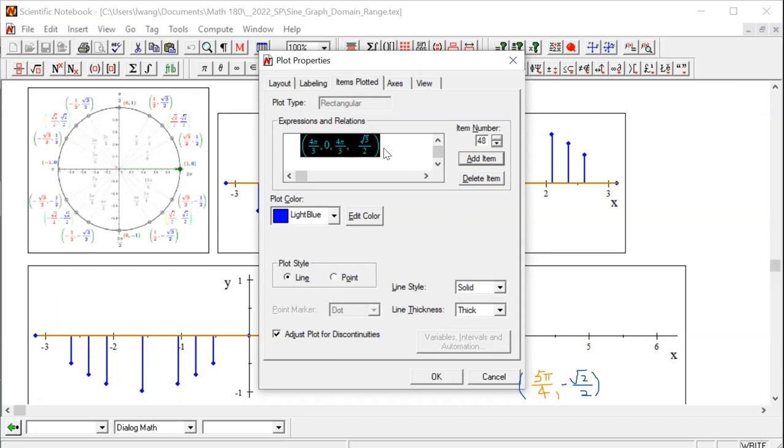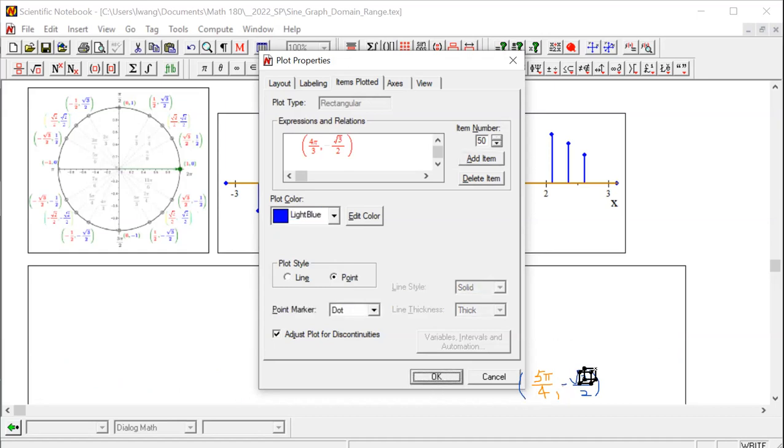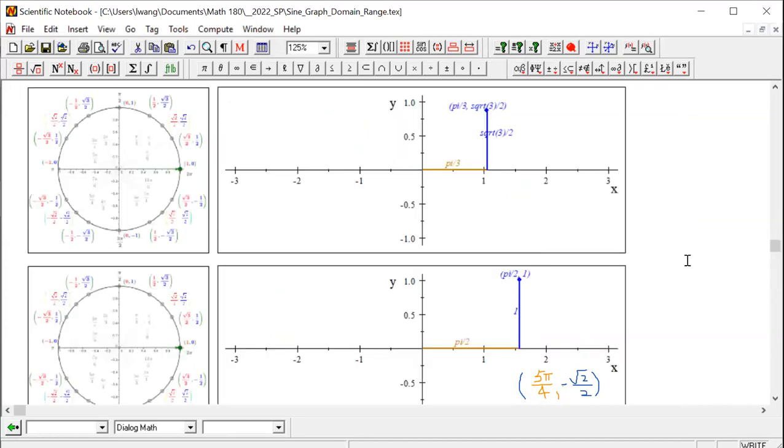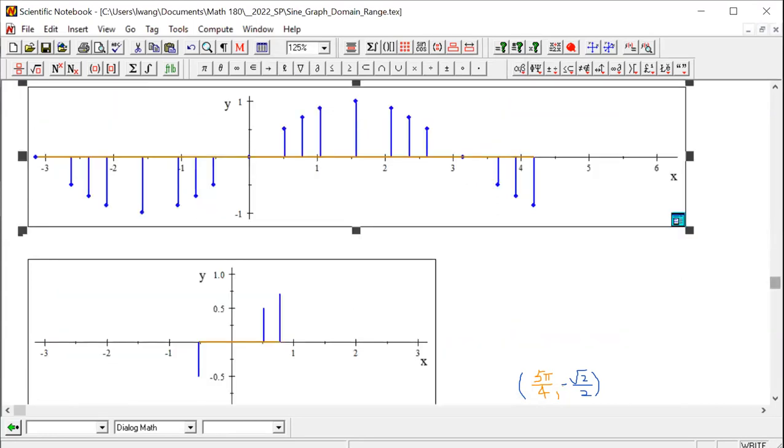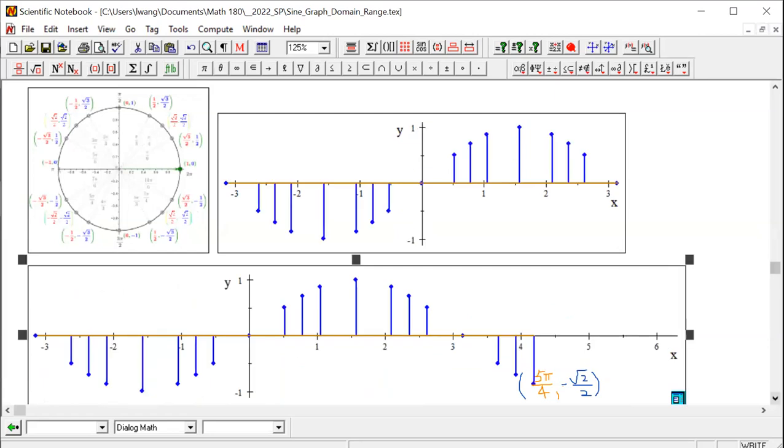And add this point, and then the gold color. One more. It's going to be the blue dot. Consistent. Next point.